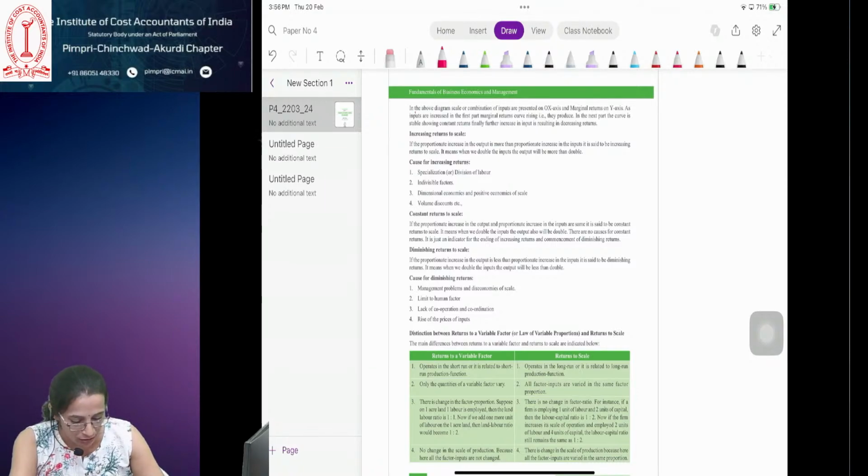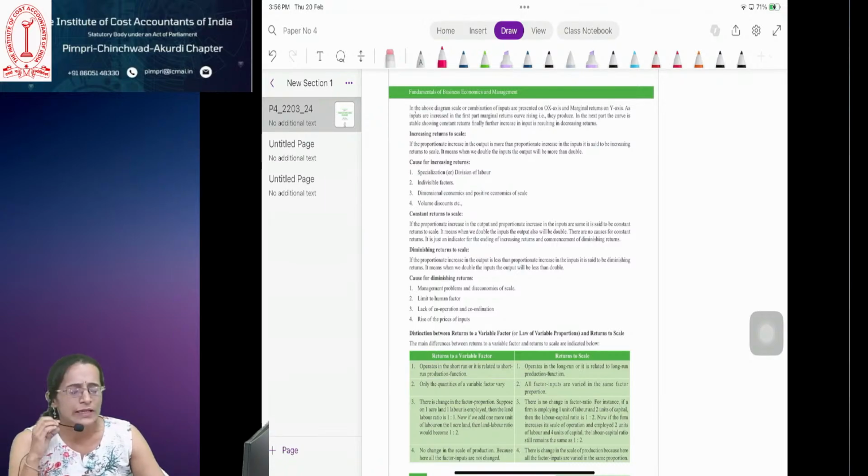See, they are saying rise in the price of inputs, lack of cooperation and coordination, management problems, diseconomies of scale, limit of the human factor, right? There are some problems in the organization, proper management, proper cooperation, proper support is not there, the raw material that they are bringing is at a very huge cost, so those are the reasons for diminishing returns, right?